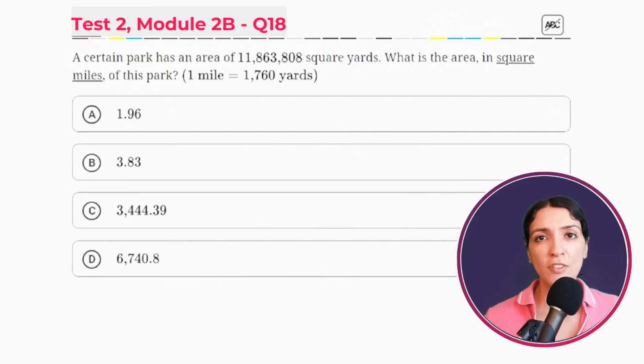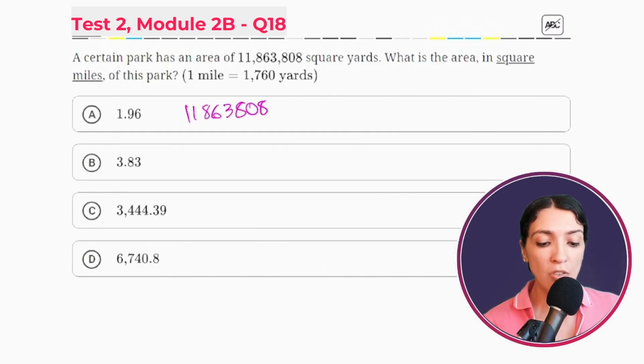This question involves unit conversion. Unit conversion shows up in a lot of subjects, so it's important to learn it beyond preparing for a standardized test. So we're given that the area of a park is 11,863,808 square yards. So that's yards to the power 2. And we want to convert it to square miles.